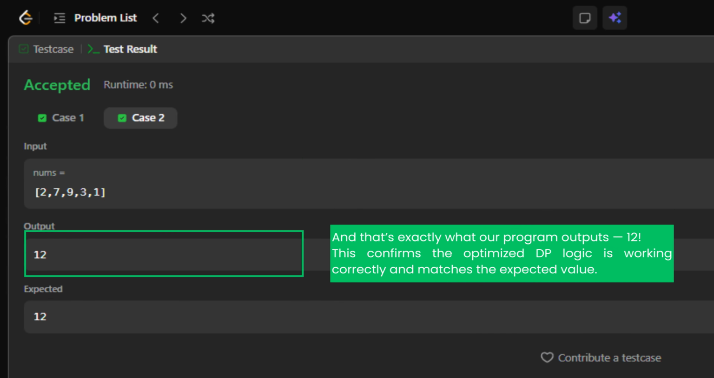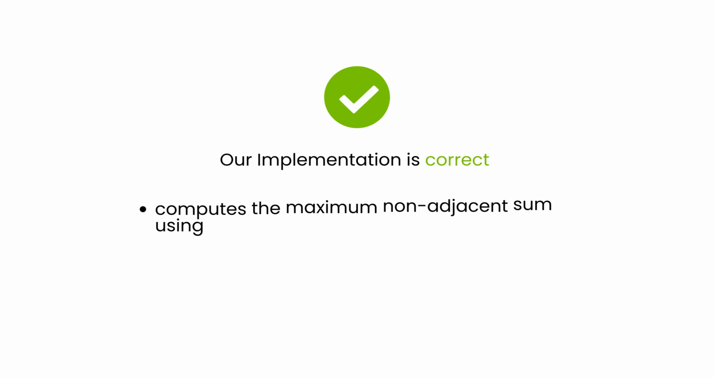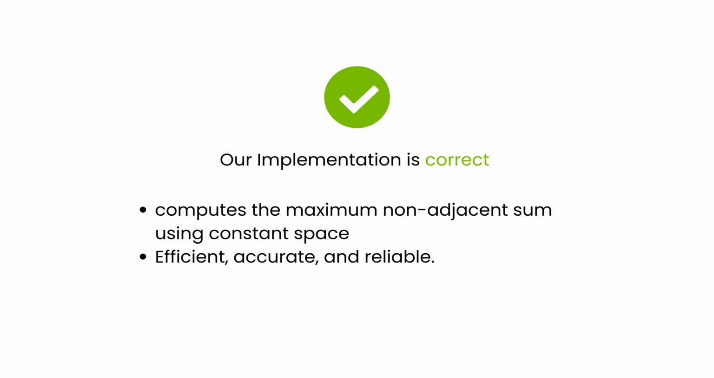And that's exactly what our program outputs. 12. This confirms the optimized DP logic is working correctly and matches the expected value. Wrap up. So, our implementation is correct. The algorithm successfully computes the maximum non-adjacent sum using constant space: efficient, accurate, and reliable.